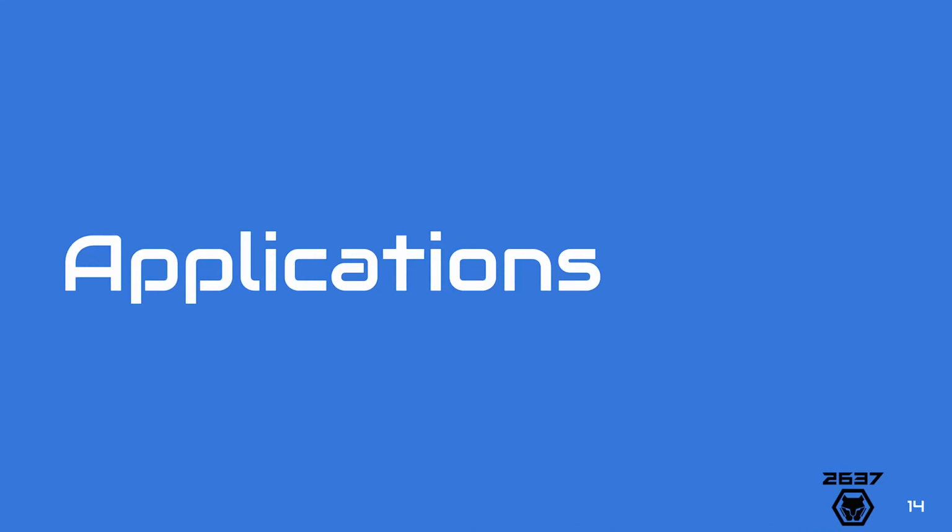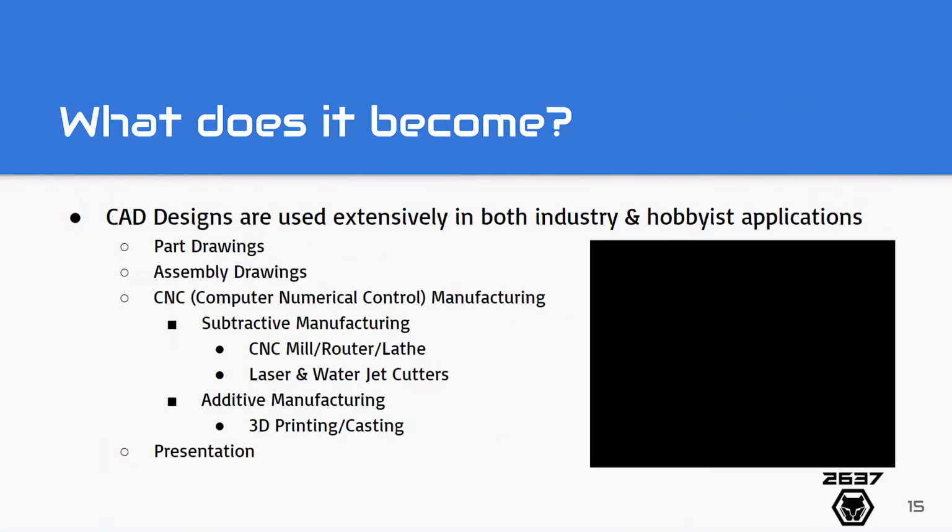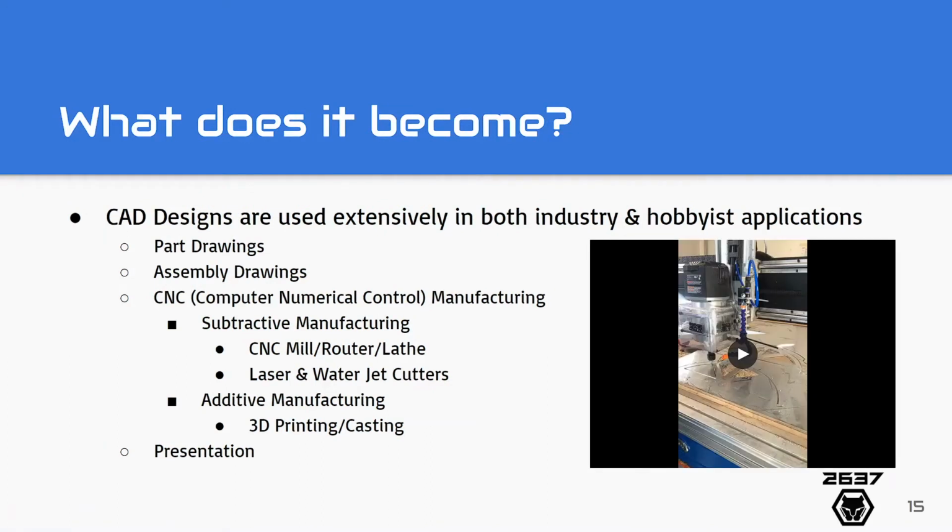All right, we're gonna go into the applications for CAD and mechanical design in general. So what is CAD used for, and what does it become? So CAD designs are used a lot in industry and hobbyist applications. So professional industries always use CAD, and if you watch some YouTube videos and such, there are hobbyists that use Fusion 360 and similar applications to make hobbyist toys and such.